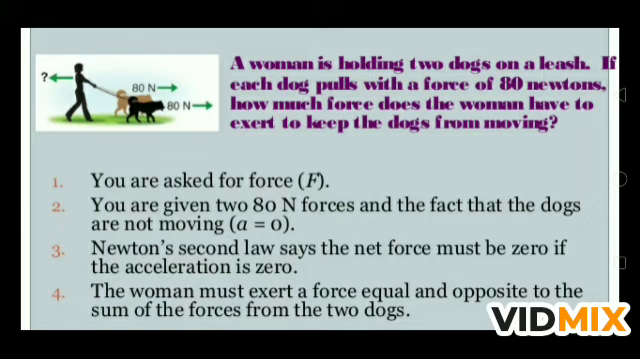We are given two dogs, each applying a force of 80 Newton in the forward direction, and the fact is that the dogs are not moving, means the acceleration is zero. So you have to apply Newton's second law: net force must be zero if the acceleration is zero. So the woman must exert a force equal and opposite to the sum of the total force applied by the dogs in the opposite direction. So 160 Newton force should be applied by the woman in the backward direction. That's why the dogs cannot move.